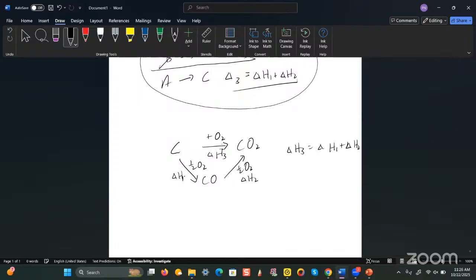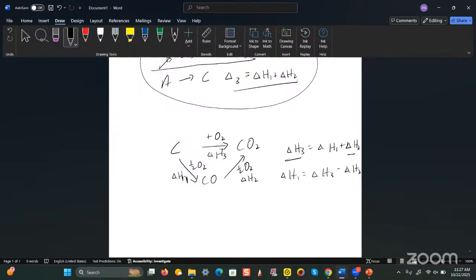And in this particular case, based on the example that we just saw, what we're trying to find is delta H1, right? Because if you look at the example that we looked at, we know what delta H3 is and delta H2 is. So therefore, we can say that delta H1 would be equal to delta H3 minus delta H2. All right? So this is basically the utility of Hess's law, which helps you determine the enthalpy change of a particular reaction if you know what the enthalpy changes of other related reactions are.